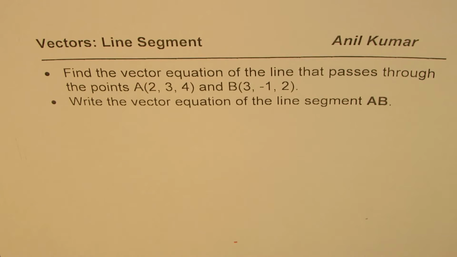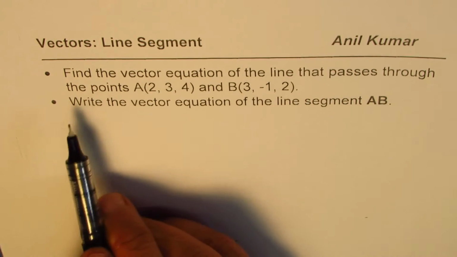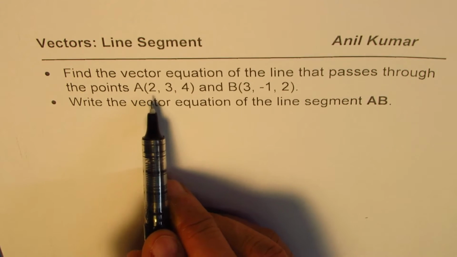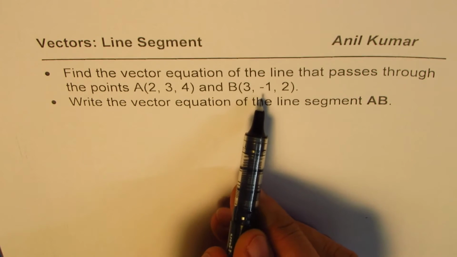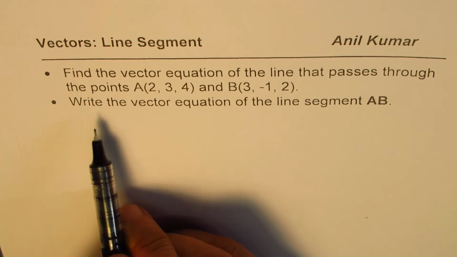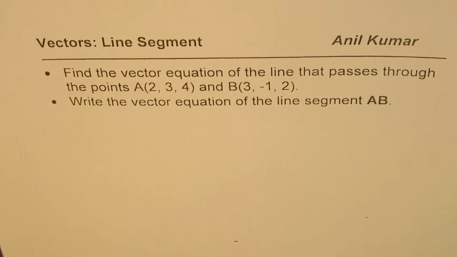I'm Anil Kumar, and in this video we'll extend the concept of equation of a line to equation of line segment. The question here is, find the vector equation of the line that passes through the points A and B, where coordinates of point A is (2, 3, 4) and B is (3, -1, 2). Then part 2 of this question is, write the vector equation of the line segment AB.